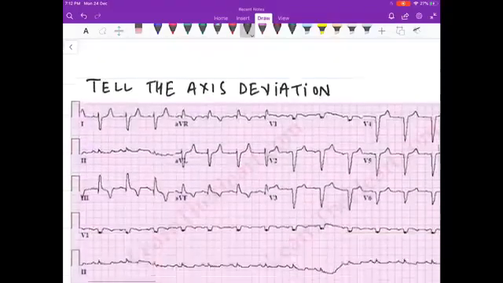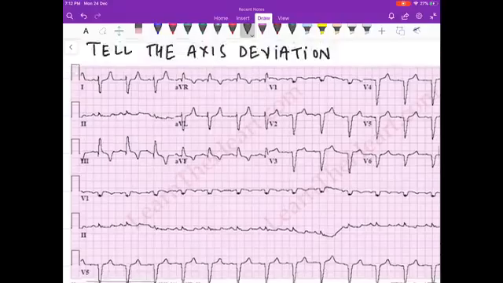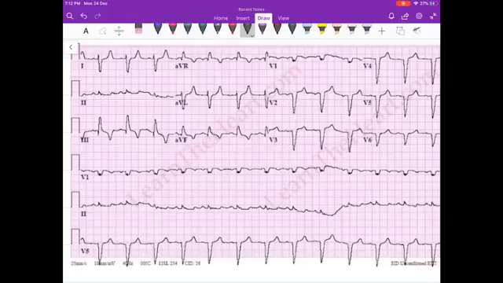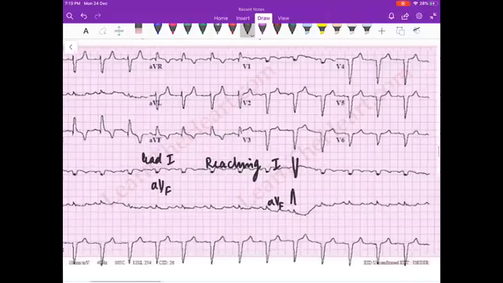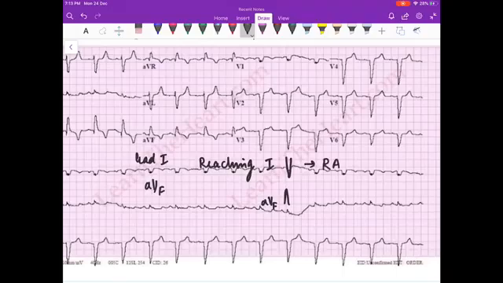left ventricular hypertrophy. So friends, now you will tell me the axis deviation in this ECG. How do you calculate the axis deviation? So first you try to calculate and then I will tell you the answer. We calculate the axis deviation by seeing lead 1 and lead AVF. If we have a reaching pattern, what do you understand by reaching pattern? If lead 1 is negative and lead AVF is positive, then it is a right axis deviation.